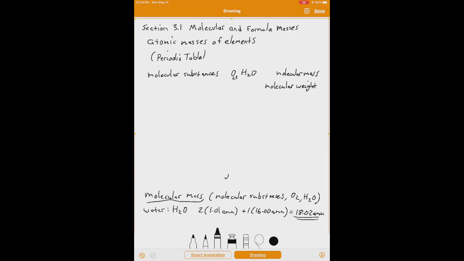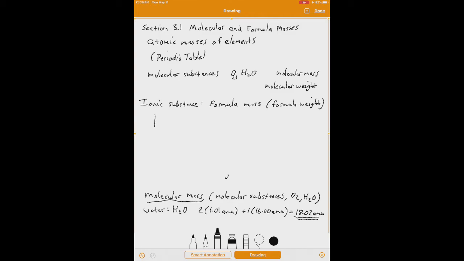Now, if we have an ionic substance, then we use a different term. We call it the formula mass. The older term, I'll put it in parentheses, is formula weight. It's really just an issue of what type of compound it is, but you calculate it the same way as molecular mass. You just add up the atomic masses.